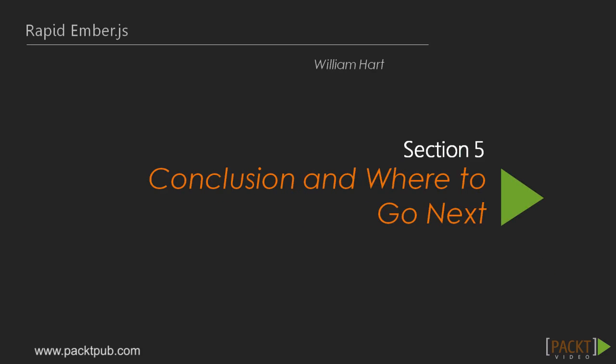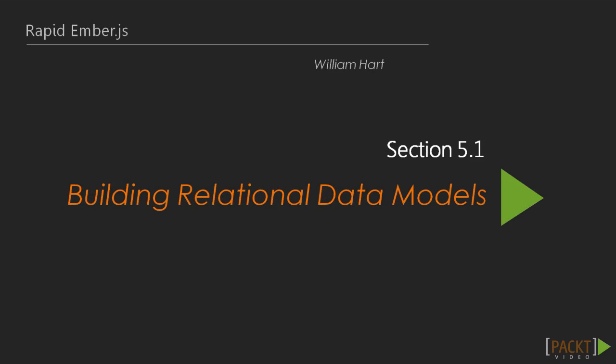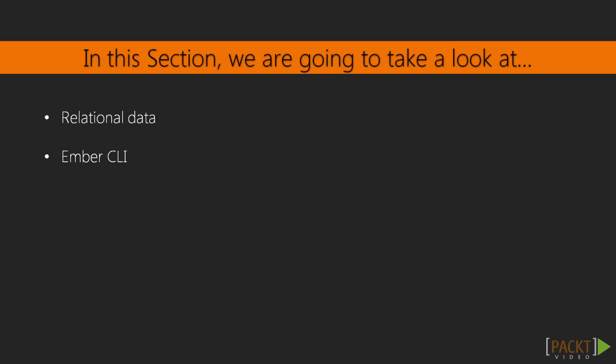In the previous section, we rounded off our application with some advanced data binding and made a reusable component. In this section, we're going to briefly touch on two useful pieces of Ember functionality. The first allows us to define relational data, whilst the second is a system for writing and compiling production-level Ember applications.